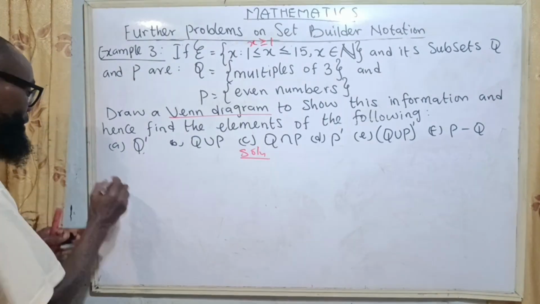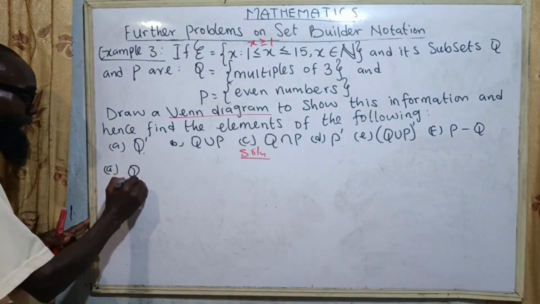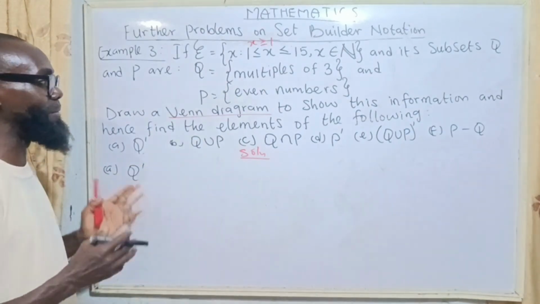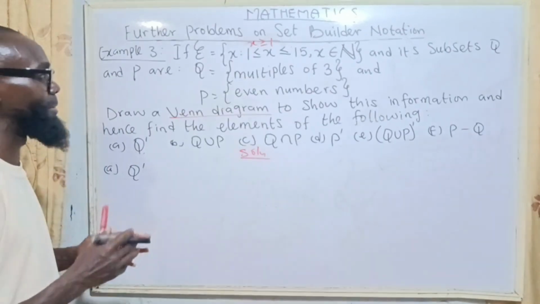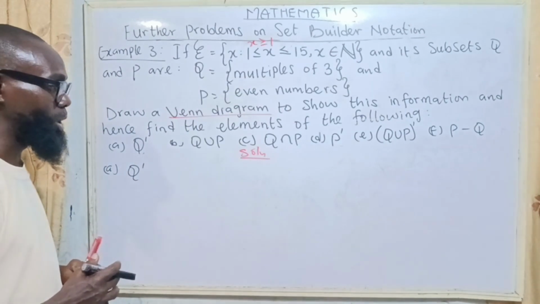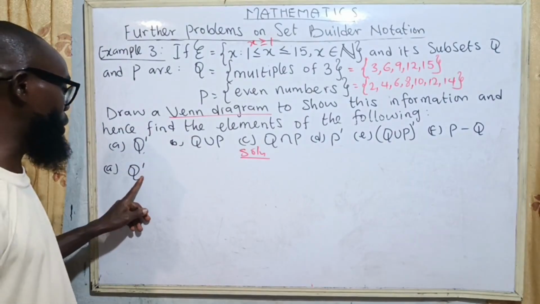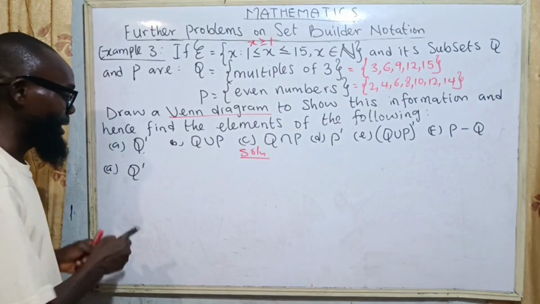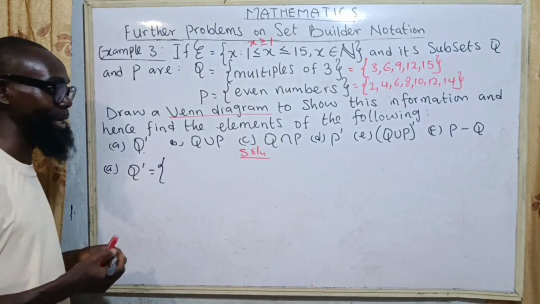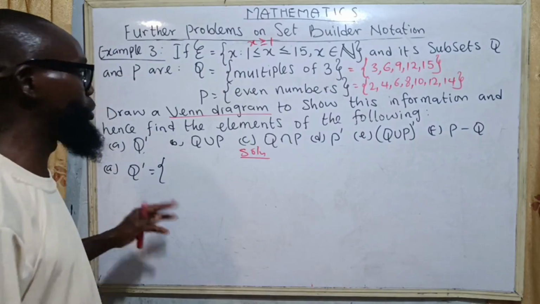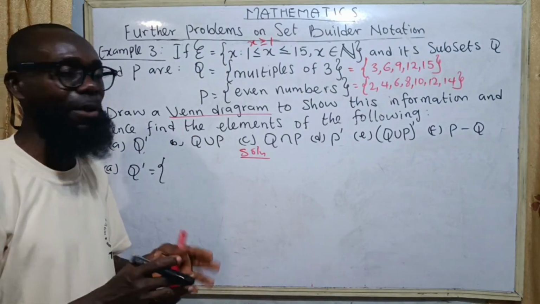Next question. Question A. You want to find Q prime. Don't forget, we've checked the elements of Q before and the elements of P before. Q complement, this means complement. Don't forget, what we call complement means taking away the elements of Q from the universal set. The remaining ones are our answer.